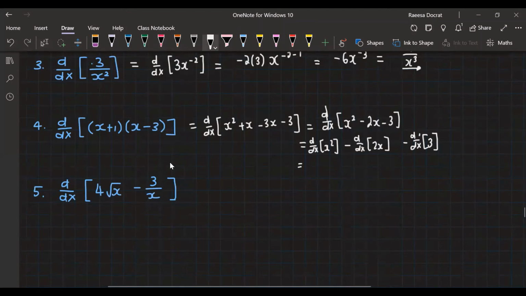Okay, and that would then simplify to: the derivative of x squared is 2x, the derivative of minus 2x is minus 2, and the derivative of 3 is 0 because it is a constant.